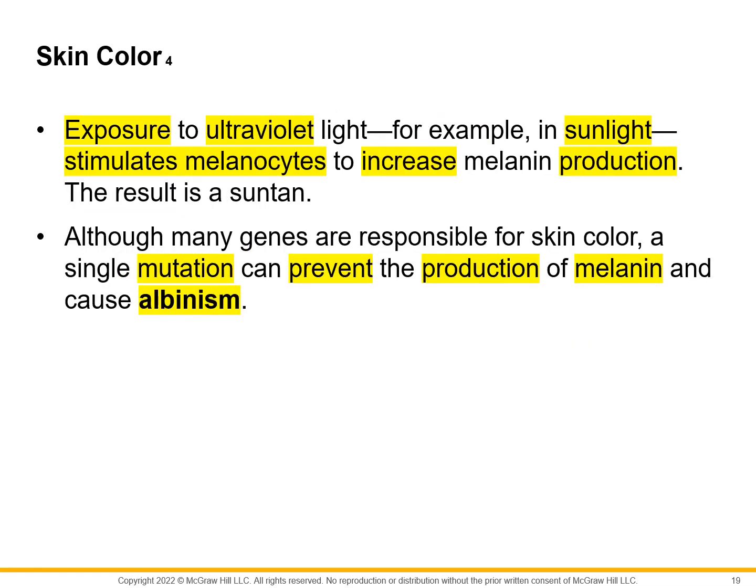Ito po ay nabanggit na natin kanina, exposure to ultraviolet light or sunlight could stimulate melanocytes and increase melanin production, leading to people developing darker skin tones. Next, genetically, there could also be mutations that could happen. So a single mutation can prevent the production of melanin, and this could cause albinism. So sa cases po ng mga person with albinism, although they have melanocytes, their melanocytes aren't working. Yung melanocytes nila ay hindi nagpo-produce ng melanin.